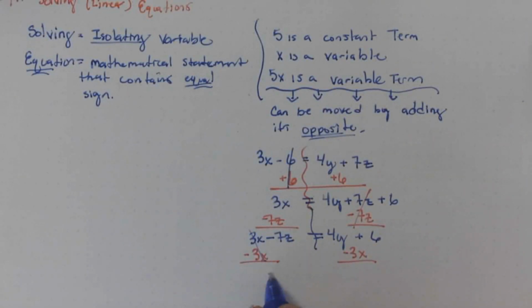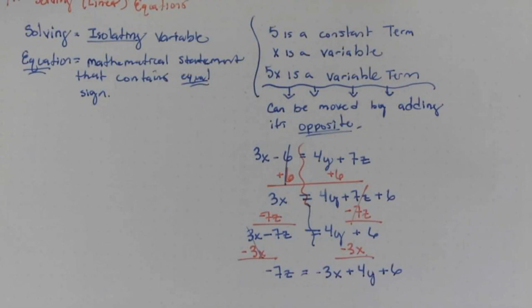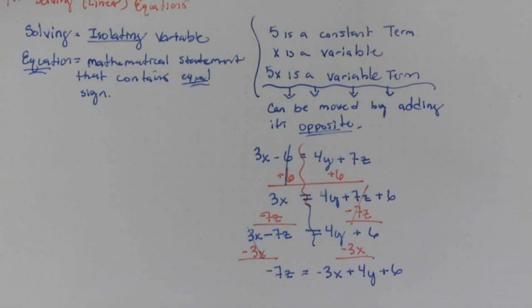When you move that 3x, it's gone. You're left with negative 7z equals, all right? Now, put them in order. X, Y, alphabetical order. My x term go first, so negative 3x. That's a positive 4y, so I say plus 4y. And then I say plus 6. This is just moving terms around. I'm just trying to show you that in order to move anything across the equal sign, you have to add its opposite to move. From here till you get past college algebra and calculus, move it with its opposite.